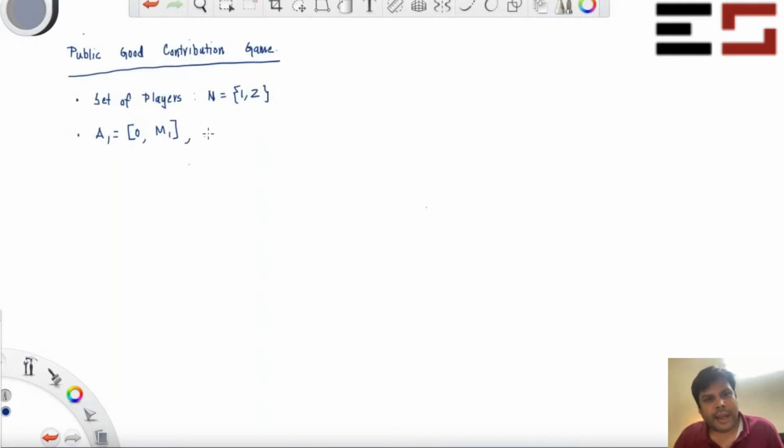And you can imagine that player two's action set is also a closed interval from 0 to m2. Is that fine? Where m1 is the income of consumer one, or roommate one, and m2 is the income of roommate two. Is that fine? Good. The third thing that we need is basically the payoffs, the utilities.